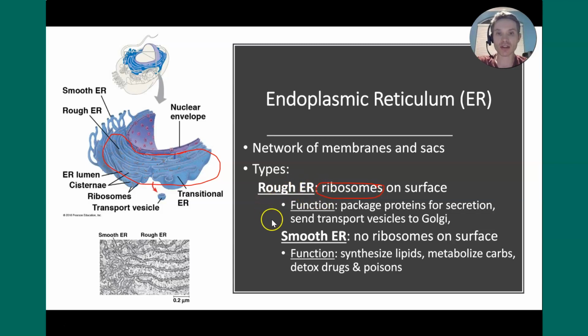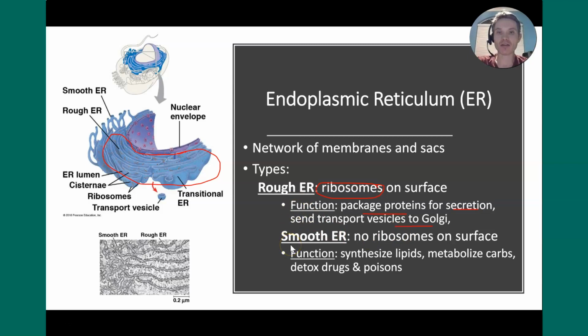The function of this ER is to package proteins that are important for secretion. After they are packaged in the ER, they are then shipped to the Golgi, where more packaging and more folding and other modifications take place.